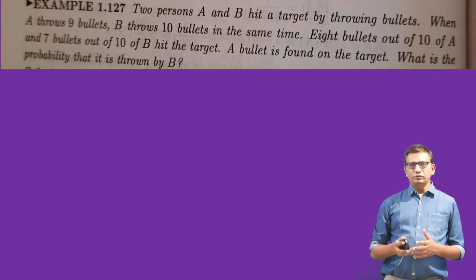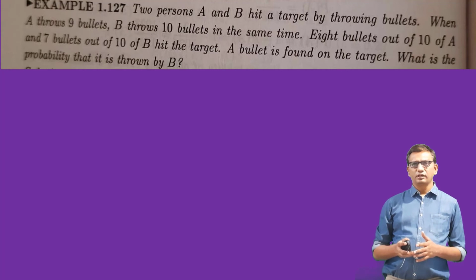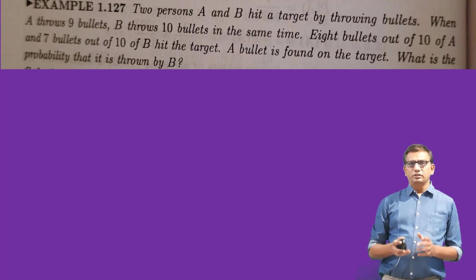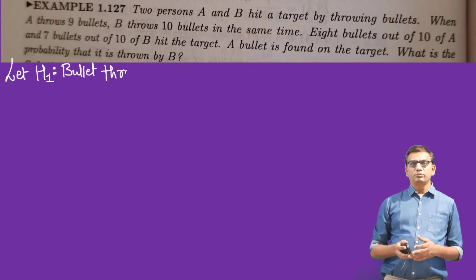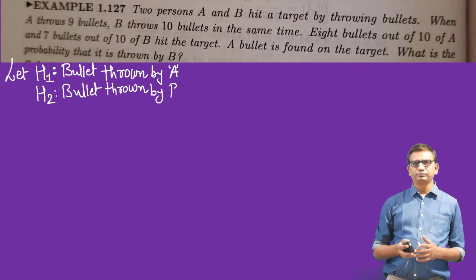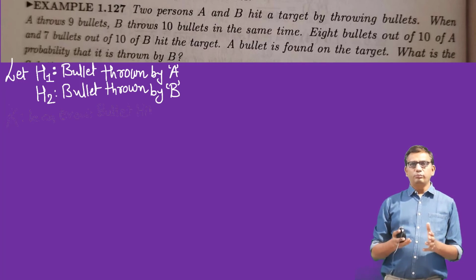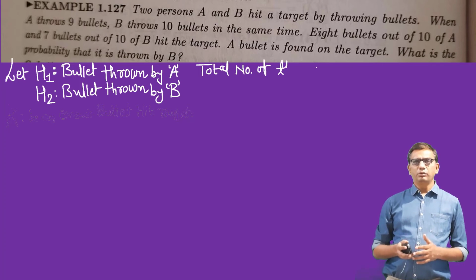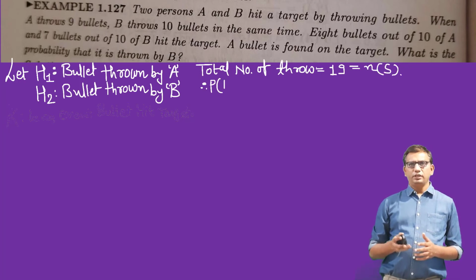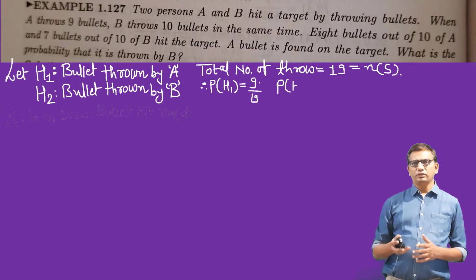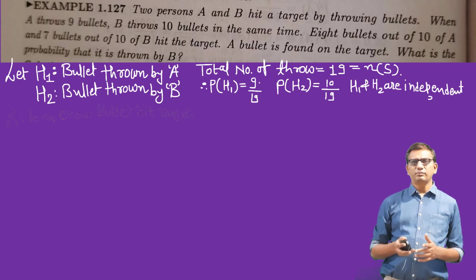That means if we know the target is hit, what is the probability that the bullet was thrown by person B? So here H1 is the event that the bullet is thrown by person A, and H2 is the event that the bullet is thrown by person B. We assume this, and K is the event that the bullet hits the target. The total number of bullets thrown is 19, because A throws 9 times and B throws 10 times. So finally the probability of H1 is 9 by 19 and H2 is 10 by 19.